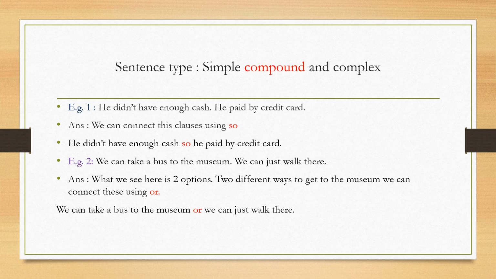Example number 2. We can take the bus to the museum. Full stop. We can just walk there. What we see here is two options, two different ways to get to the museum. We can connect these using or. Look at the answer. We can take the bus to the museum, or we can just walk there.